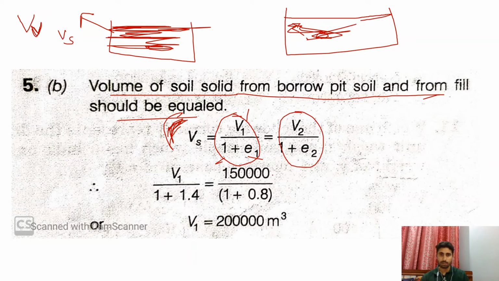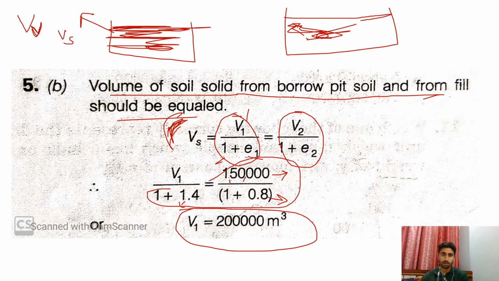Total volume of fill material is 1,50,000 and the void ratio that we are using is 0.8, and the borrow pit void ratio is 1.4. So finally we have all the known values, and the only unknown value is V1. Rearranging this equation and calculating, we find it is 2 lakh meter cube of total volume.